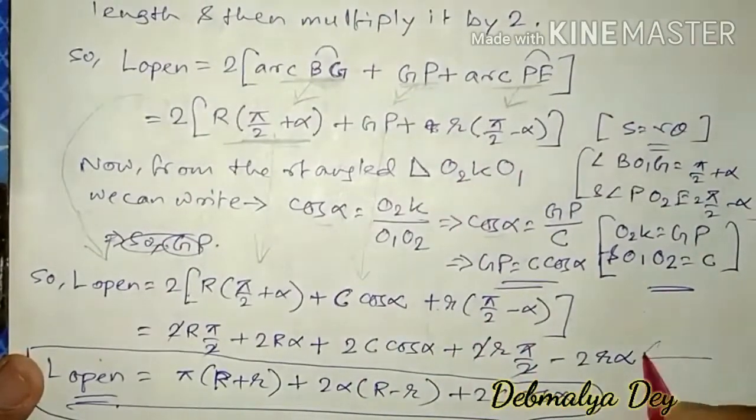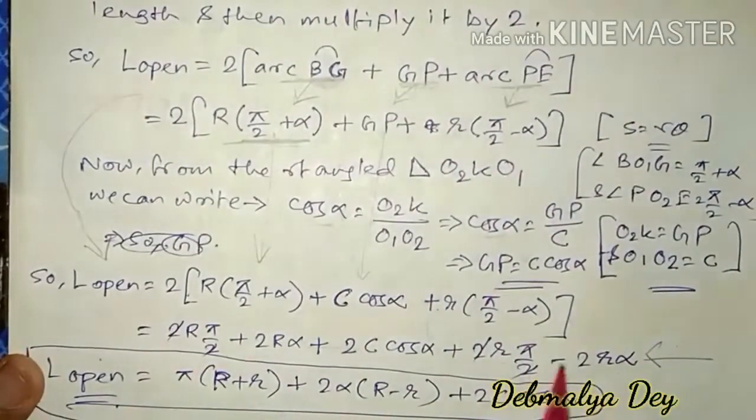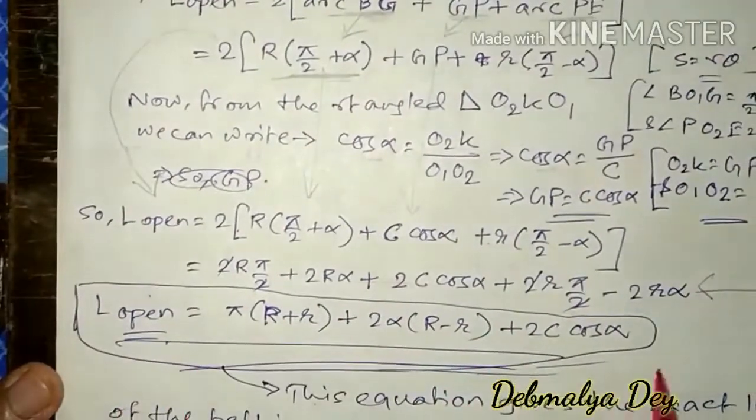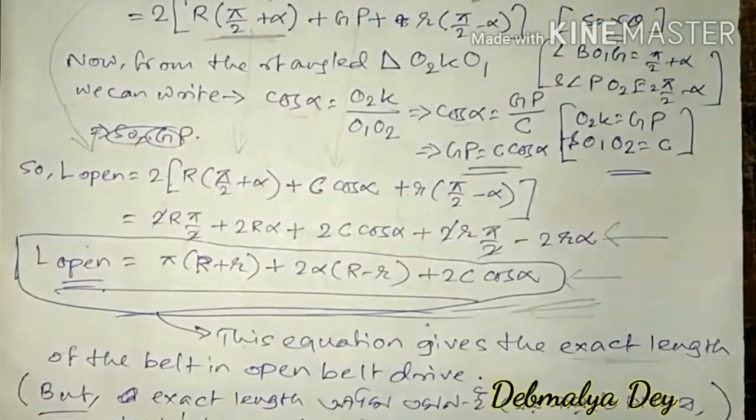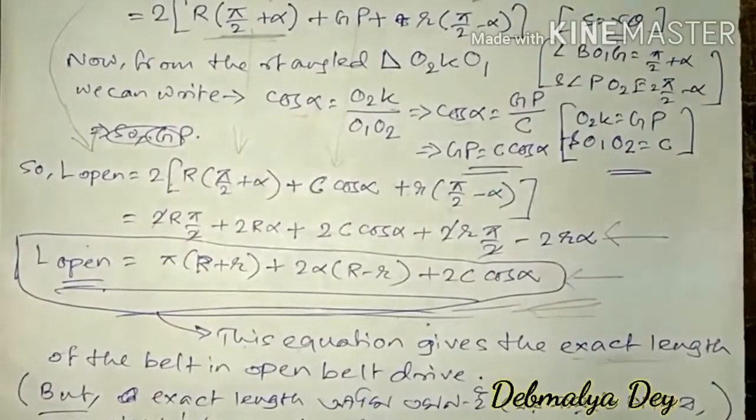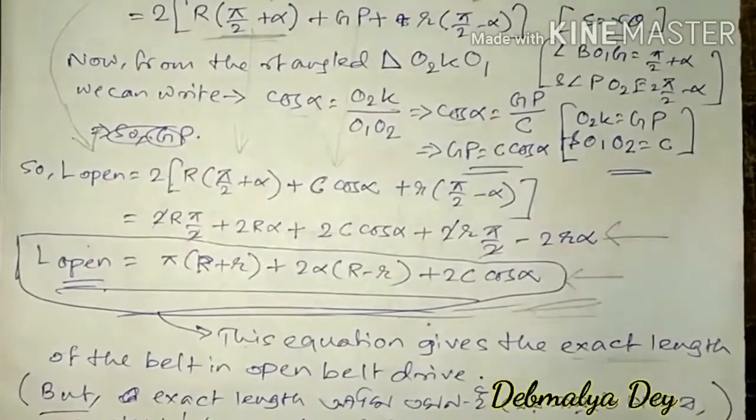In this step, we have just simplified the entire thing, and ultimately we have reached this equation. So this is the equation which will give us the exact length of the belt in an open belt drive. Okay, now why exact? Here we are getting all the exact values. Now in the question, when alpha is given, then only we will be able to apply this equation to find out the length of the belt.